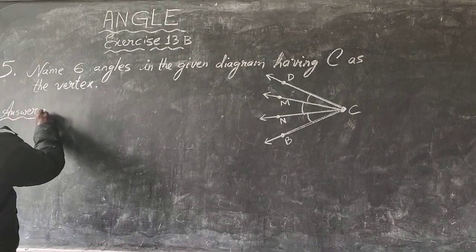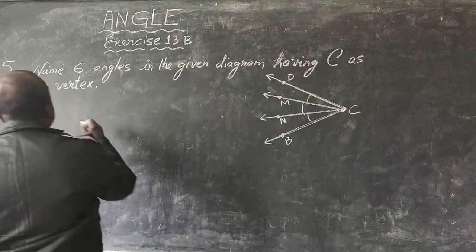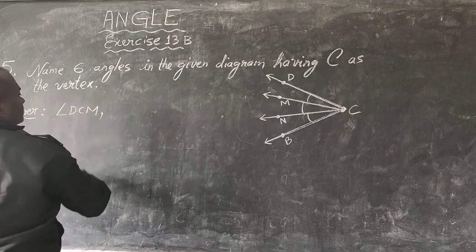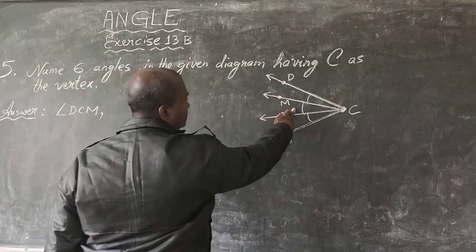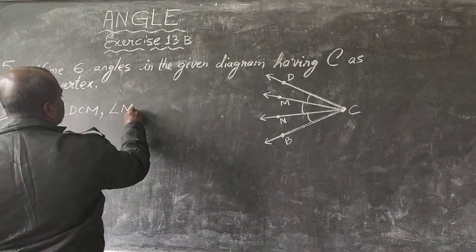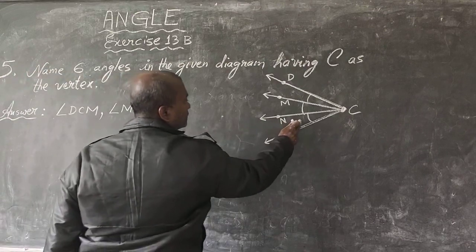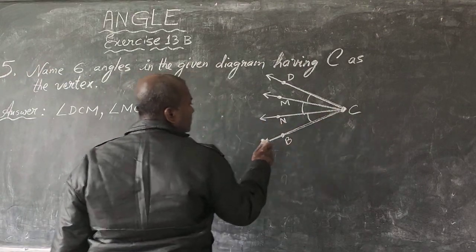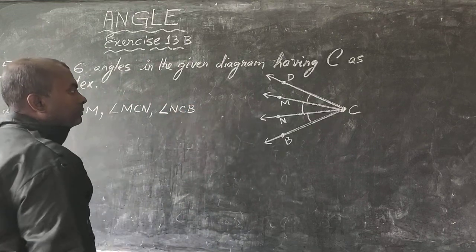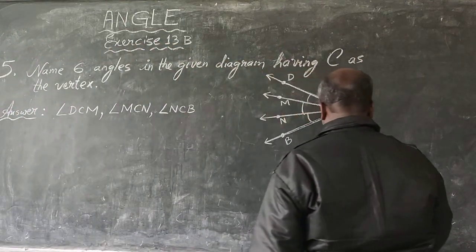Okay, the first angle is this, angle DCM. Then the second angle is this, angle MCN. The third angle is this, angle NCD. Okay. Now let us search for the remaining 3 angles.